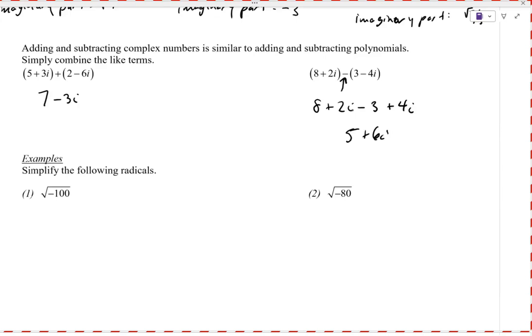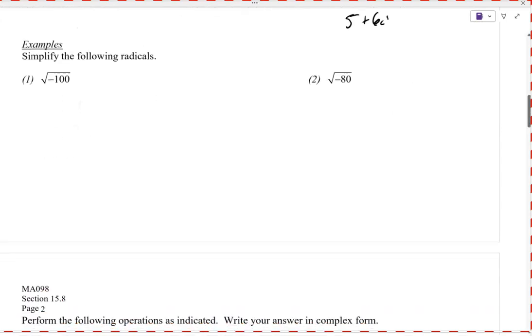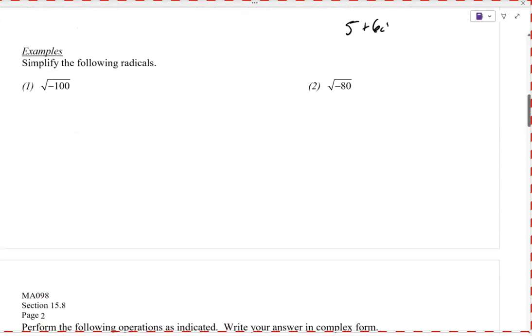Questions on that? Is that okay? All right. So let's see if we can put some things together. And then I'll turn you loose on the worksheet.